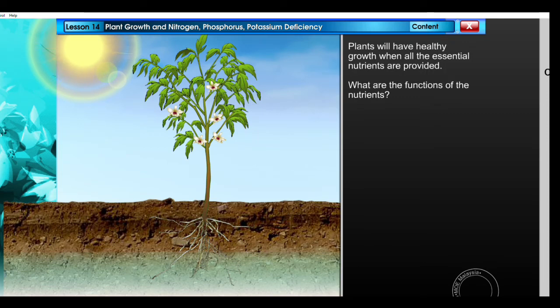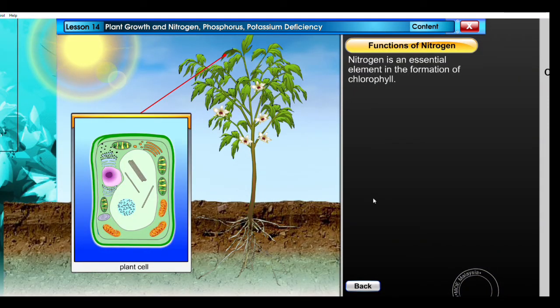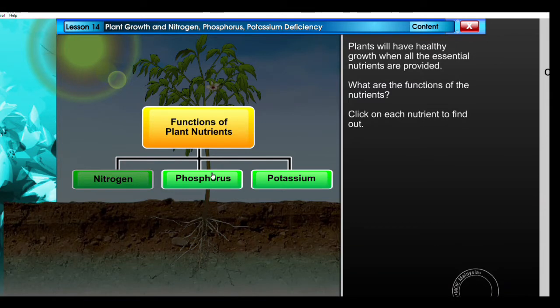What are the functions of the nutrients? Click on each nutrient to find out. Nitrogen is an essential element in the formation of chlorophyll. It is also a major component of proteins, nucleic acids, and enzymes. Nitrogen deficiency causes less chlorophyll to be produced and affects the growth of plants.